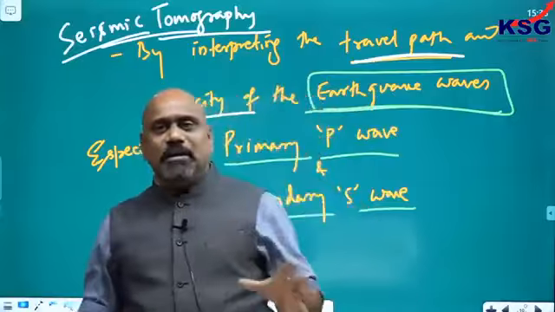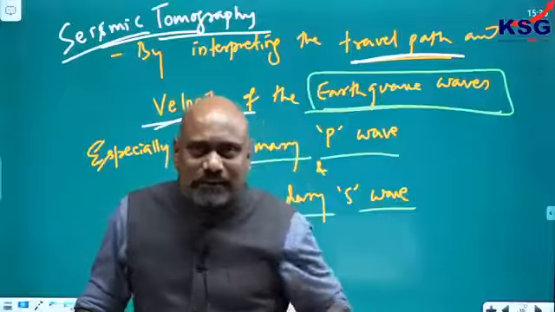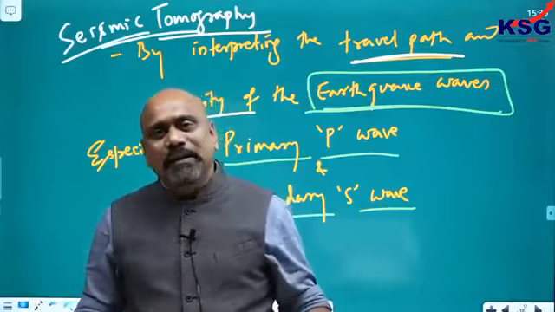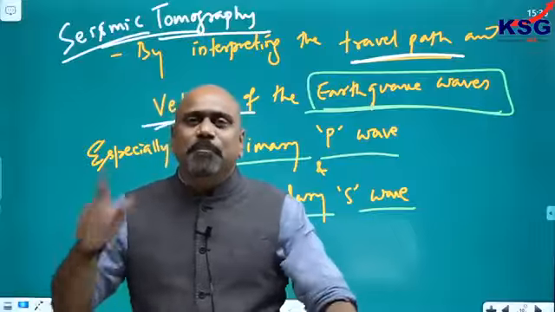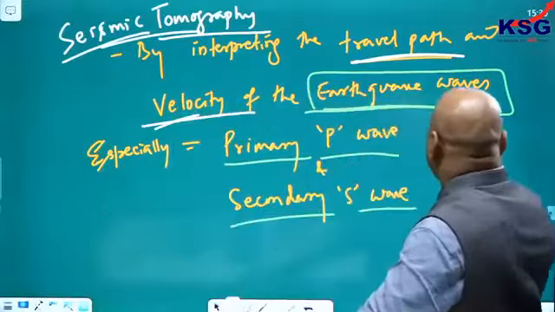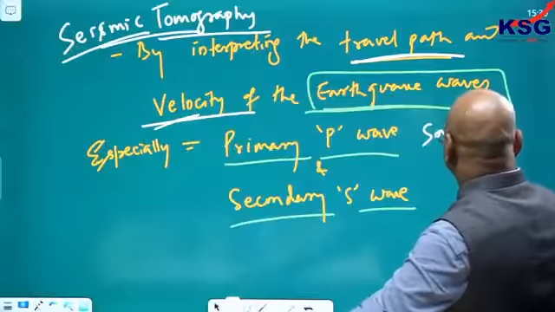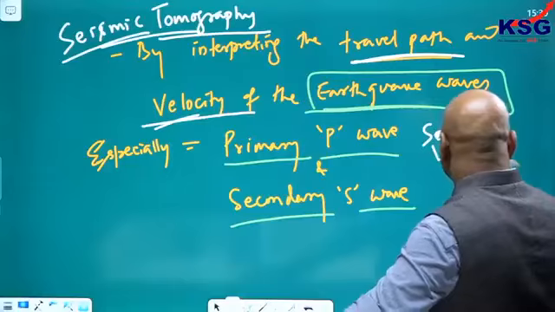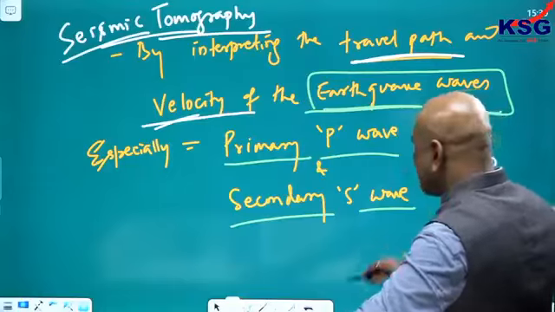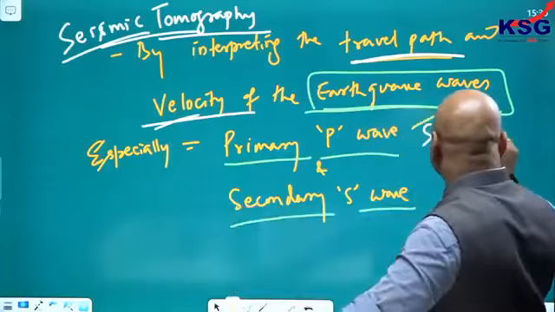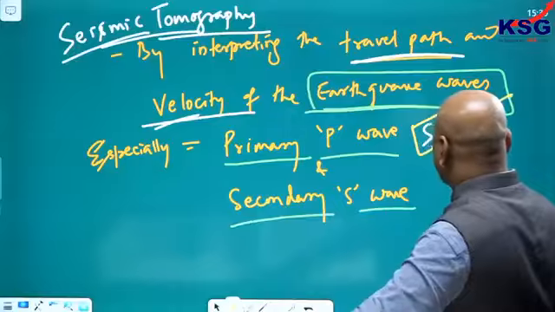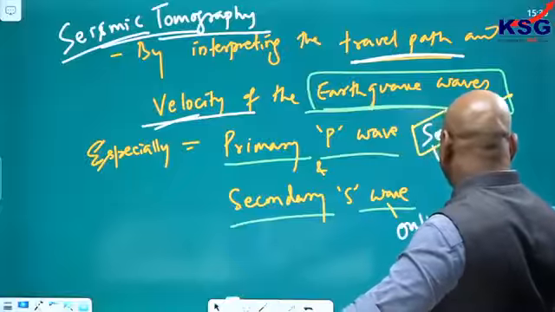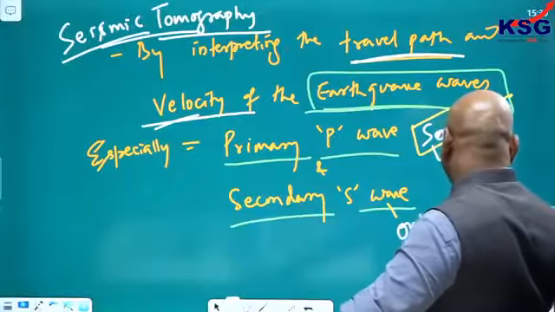If you are able to study the behavior of the earthquake wave inside the earth, where it is going at what velocity, we will get to know whether it is solid or liquid. Because primary wave or the P wave can pass through solid, liquid and gases, but velocity is more in the solid. But S wave passes through only solid, no liquid.